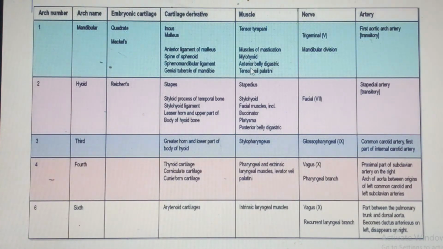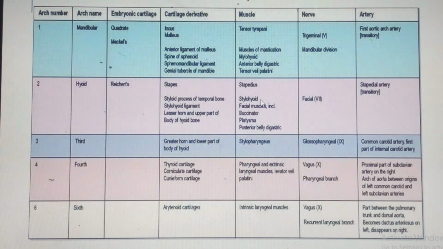Then apart from that, the muscles which form the floor of the oral cavity, like the mylohyoid muscle, as well as the anterior belly of the digastric muscle, will also be coming from the first arch. Most of them are first arch. So please get to know that.